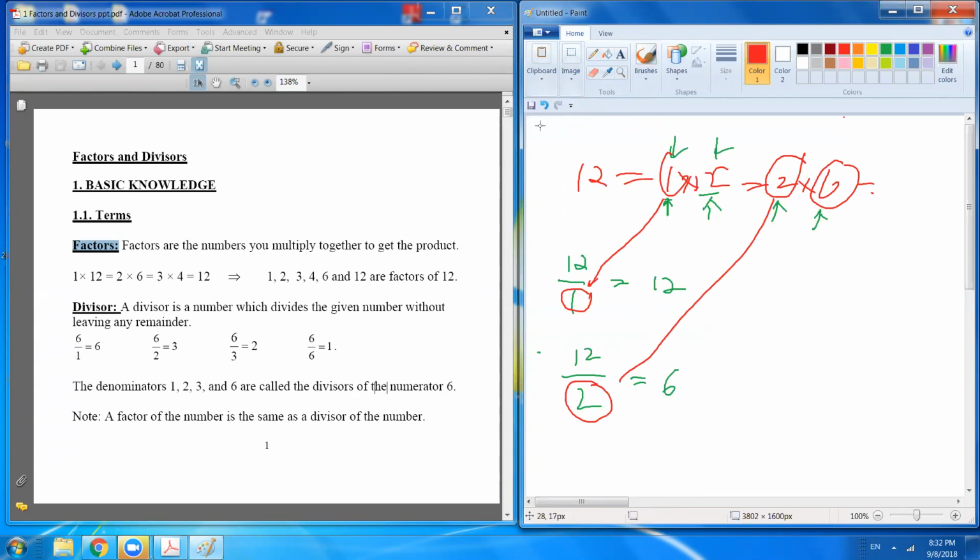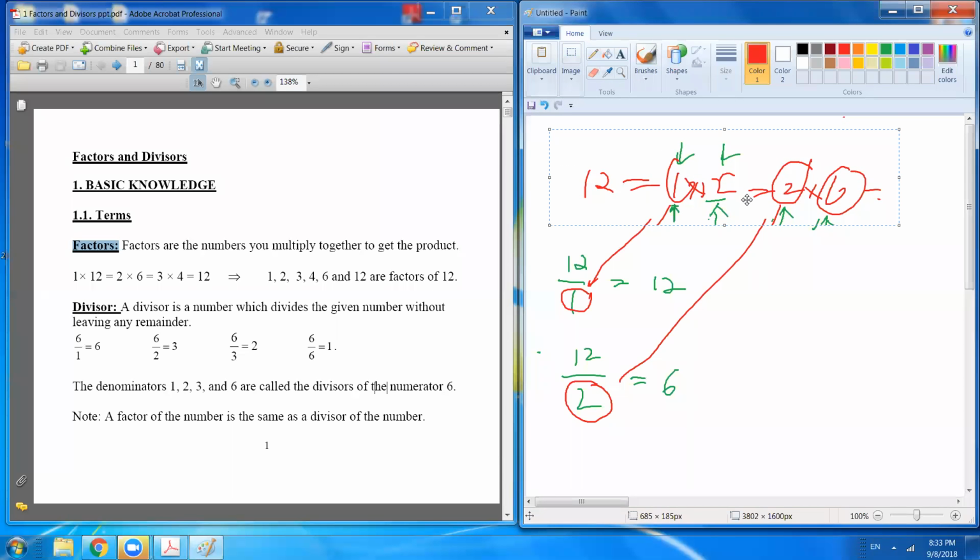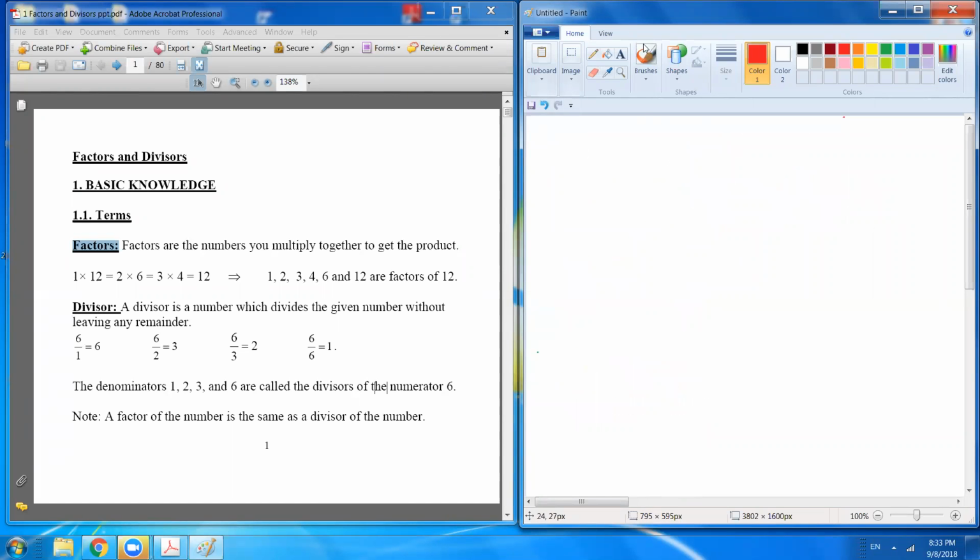It depends on how you view them, okay? If you view from a multiplication point, they are factors. If you view from a division point, they are divisors, okay? That means same thing. When they say find the number of factors, it's the same as find the number of divisors, okay?